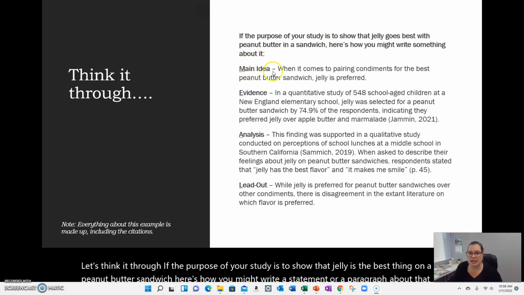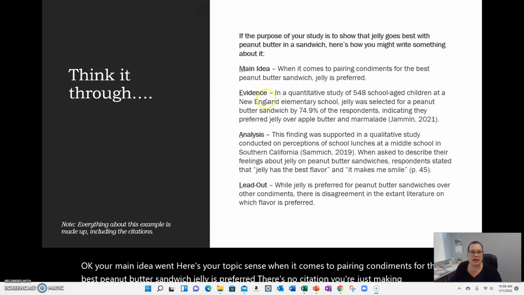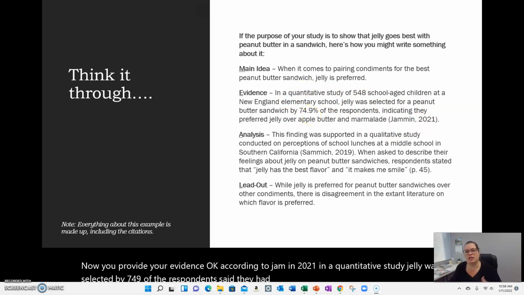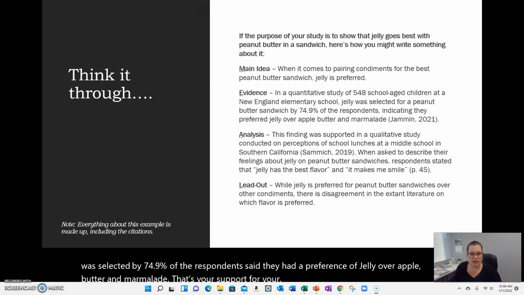Your main idea, here's your topic sentence. When it comes to pairing condiments for the best peanut butter sandwich, jelly is preferred. There's no citation, you're just making a statement. Now you provide your evidence, okay? According to Jamin 2021, in a quantitative study, jelly was selected by 74.9% of the respondents. They had a preference of jelly over apple butter and marmalade. That's your support for your topic sentence.